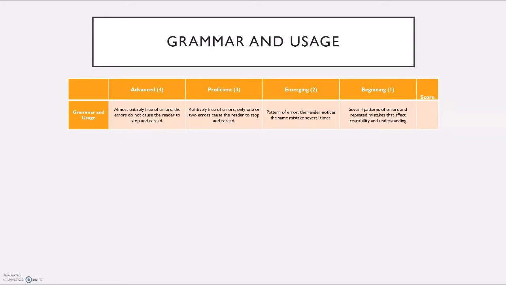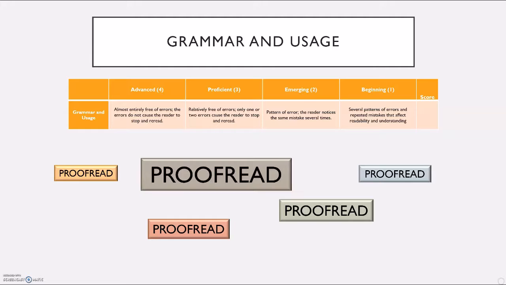Finally, to score proficient in grammar and usage, your writing should be relatively free of errors, with only 1 or 2 errors that cause the reader to stop and reread. Keep in mind that no writer has perfect grammar and never makes mistakes, but you should still proofread, proofread, proofread.